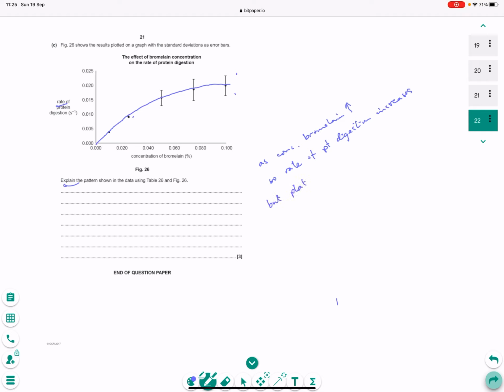How do you spell that? Plateau, it's a French word. Plateaus. Say, but starts to plateau from, progressively flattening, however you want to say that.